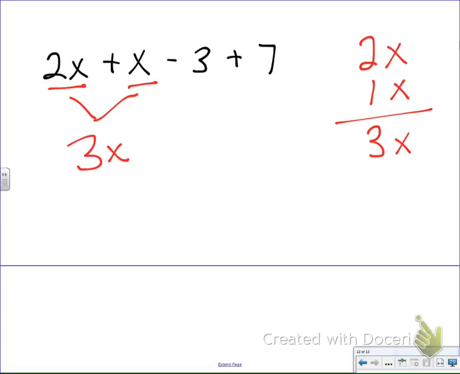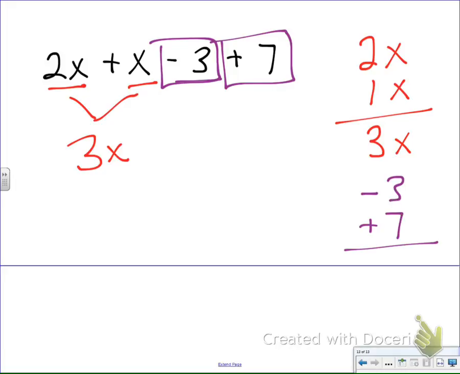Then if I look over to the side, this one's arranged really nicely, that I also see I have a -3. Remember, if you're looking at the box in front, that subtraction sign is going to tell you that it's a negative. And I have a +7. Okay, so I'm going to set this up on the side as well, and I'm going to say, alright, I had -3 and +7.